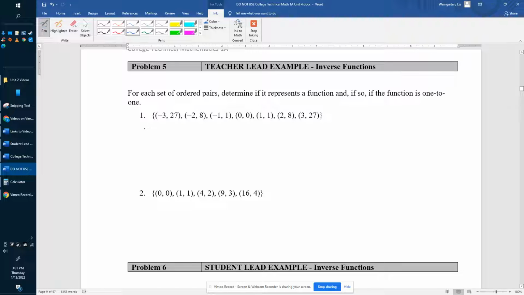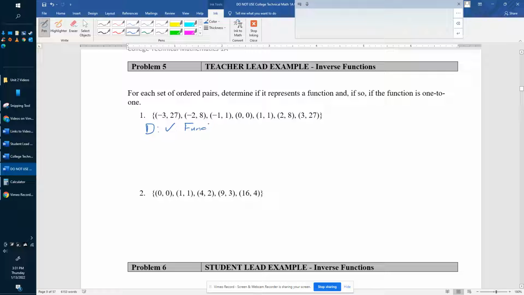So this one, let's look at the domain, just to see if it's one-to-one. We have -3, -2, -1, 0, 1, 2, 3. So the domain is good, so it is a function. How about the range? Do any items appear in the range more than once? 27, 8, 1, 0, 1, 8, and 27. 1, 8, and 27 all appear twice. So the range is not good. It is not one-to-one.